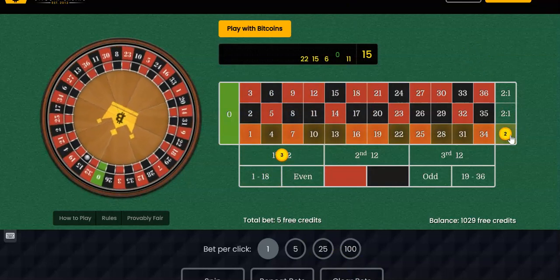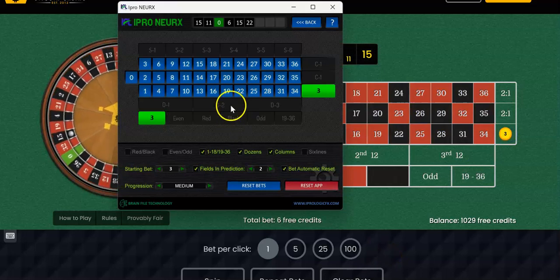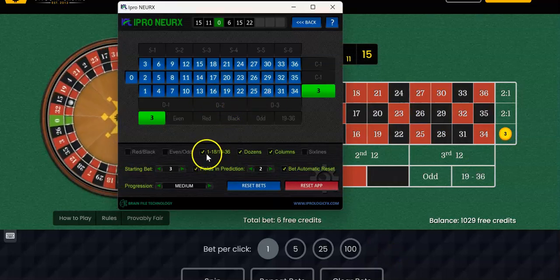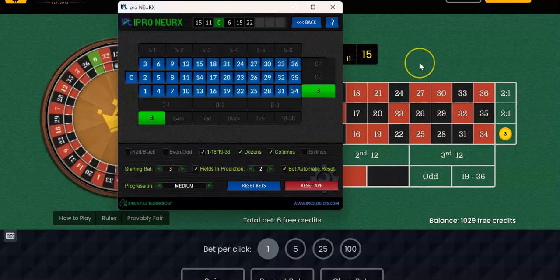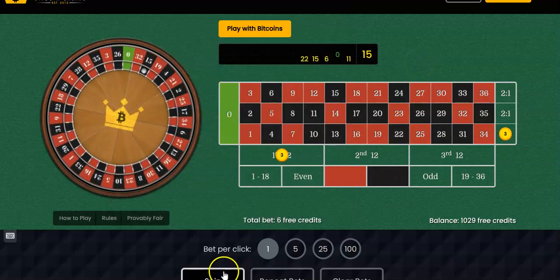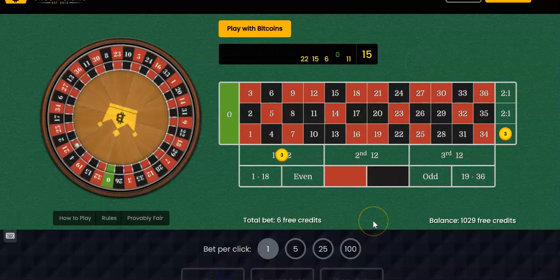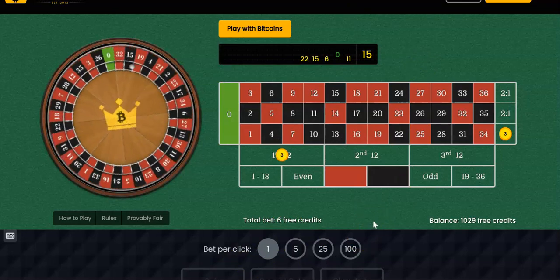Now, if you notice, we have 3 fields that are checked. Okay, which is high, low, dozens, and columns, but we're only asking for 2 predictions, which means we're asking for where are the best 2 predictions that we are expecting to have happen.